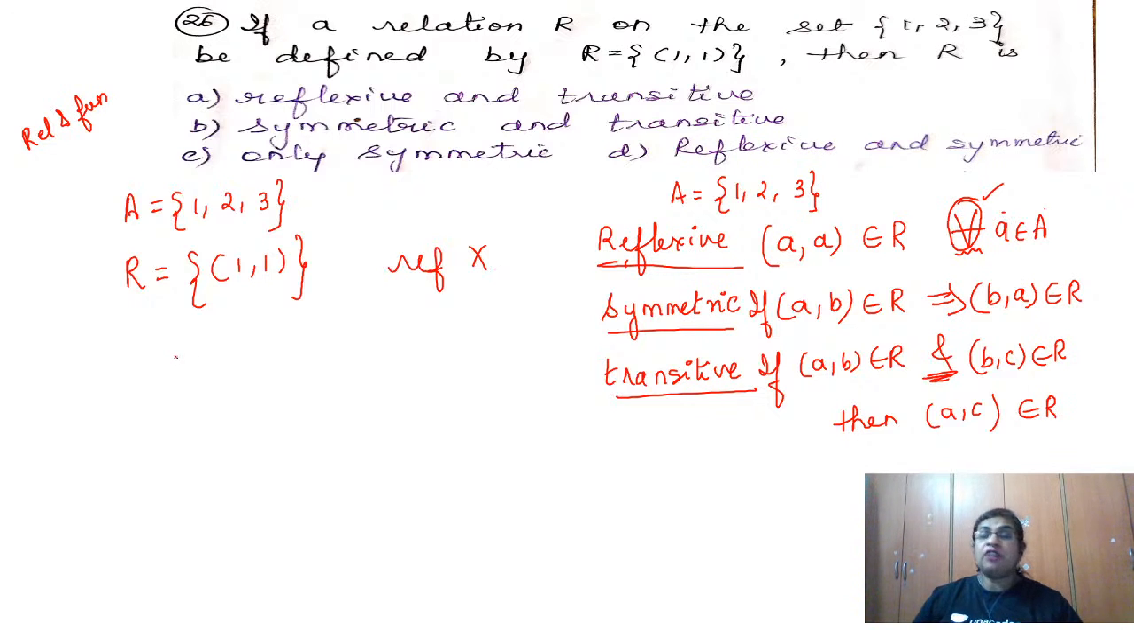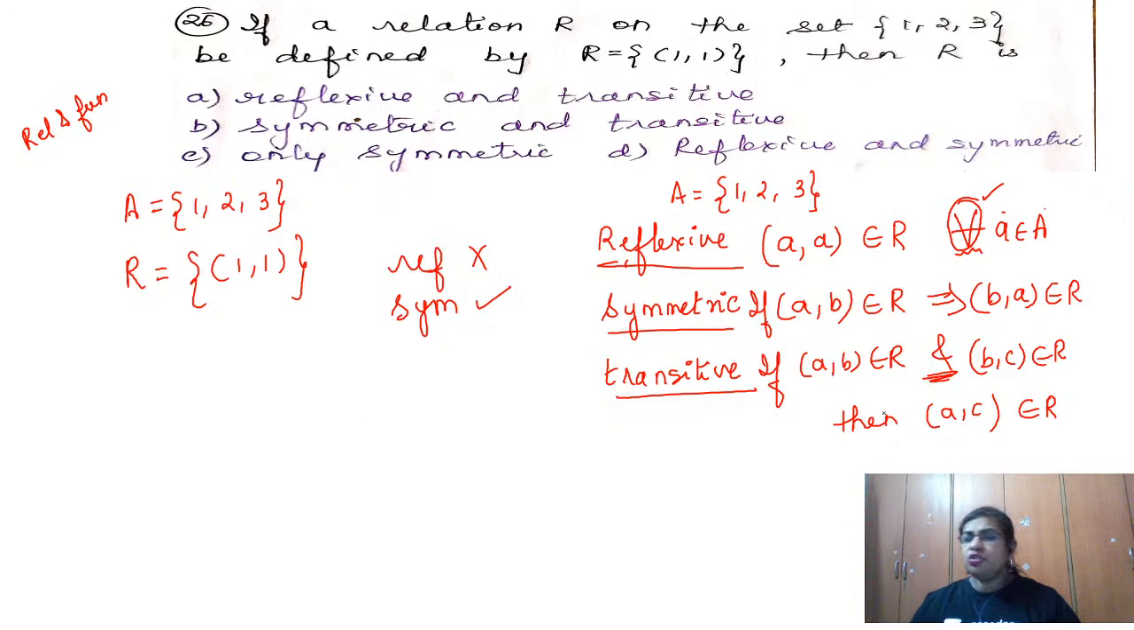Okay, next, check for symmetric. What is the symmetric condition I told you? You have to check the ordered pairs in the relation. If A comma B is there in the relation, then only its opposite should be there. I have only one ordered pair in the relation, 1 comma 1. What is the opposite of 1 comma 1? 1 comma 1. That is there. So therefore, this relation satisfies the symmetric condition. It is symmetric.